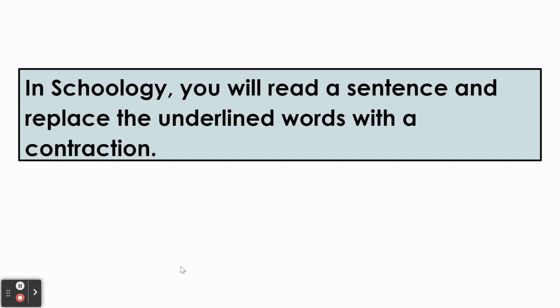Okay, second graders, now in Schoology, you will read a sentence and you are going to replace the underlined words with the contraction. So be sure to read the sentence all the way through and think about how you can type the underlined words and make them a contraction. If you cannot remember where the apostrophe key is on the keyboard, you can go back and rewind this video to the slide where I show you, or remember it is right next to the Enter key on your Chromebook keyboard.